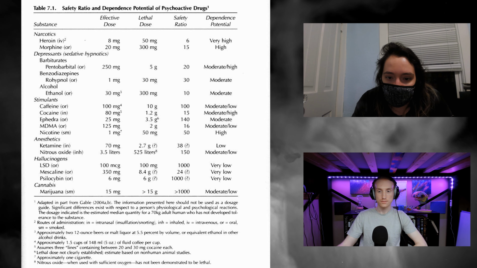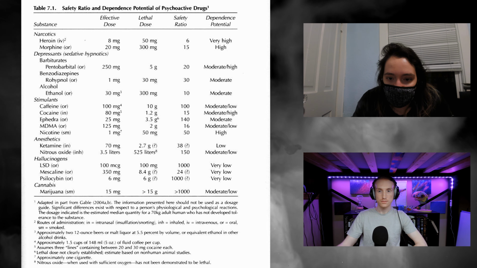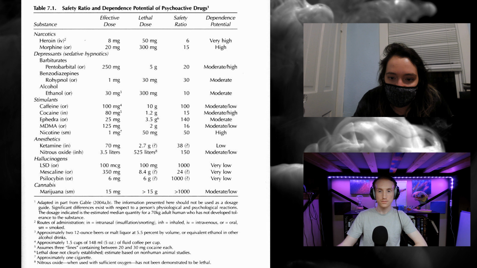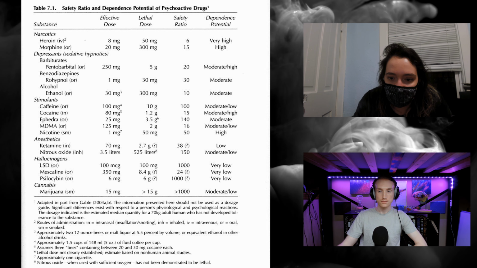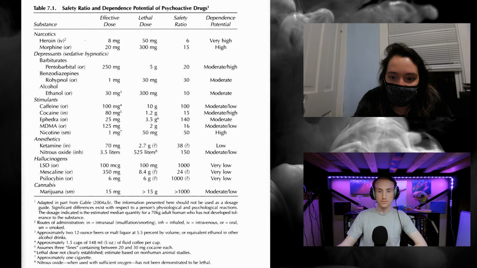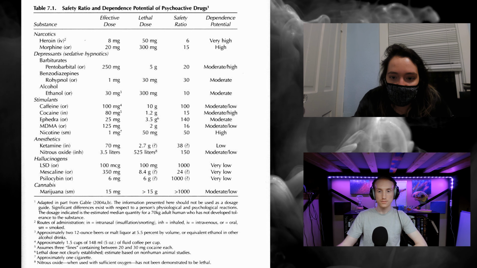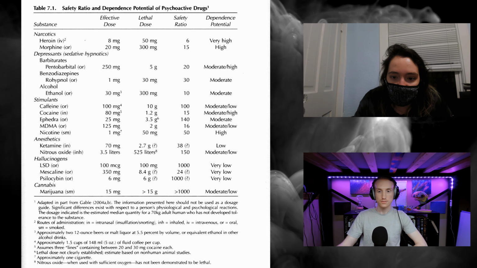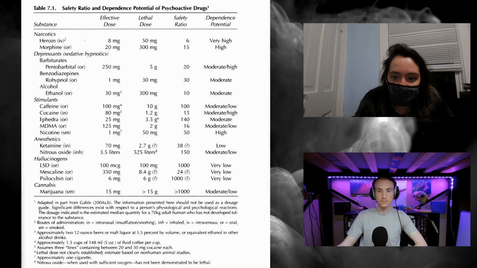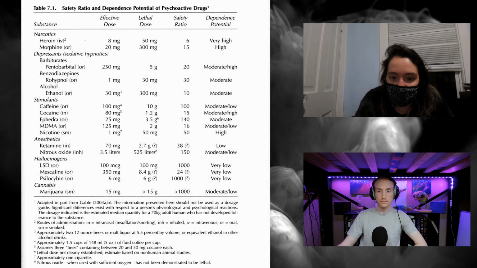So let's see. Heroin: if the effective dose is 8 milligrams, the lethal dose is 50, and the safety ratio is 6. Dependence potential is very high. For morphine, effective dose is about 20 milligrams and lethal is 300. Safety ratio is 15 and dependence potential is high.